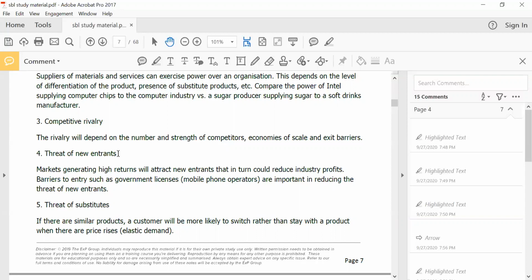So barriers to entry, such as government licenses, copyrights and patents, can be adopted to prevent new entrants from coming in, right?